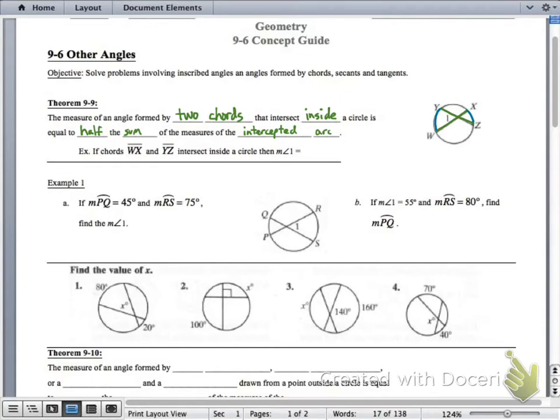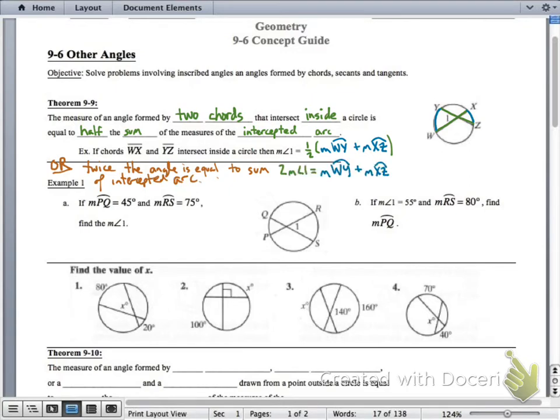So if chords WX and YZ intersect inside the circle, then the measure of angle 1 right here is equal to 1/2 the sum of arcs YW and XZ. So we have to use these vertical angles that are created. Of course angle 1 is equal to this other angle over here, vertical angles. They are both equal to 1/2 the sum of these two arcs. Or to put it differently, twice the measure of the angle is equal to the sum of the intercepted arcs. We can write it this way: 2 times the measure of angle 1 equals the sum of the arcs. So here's an example of what we're talking about.